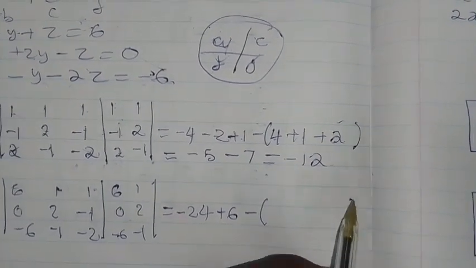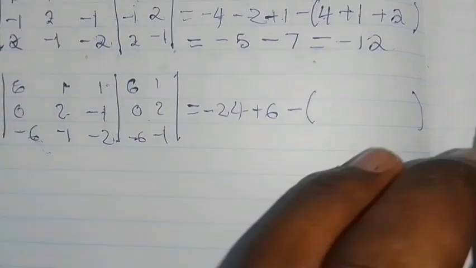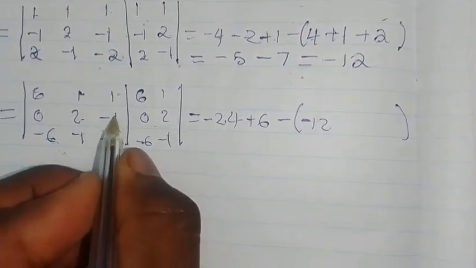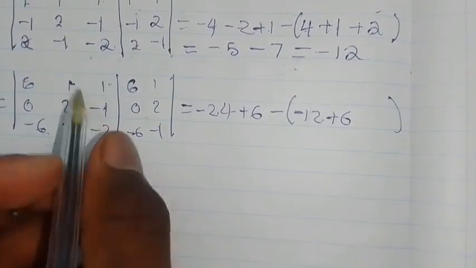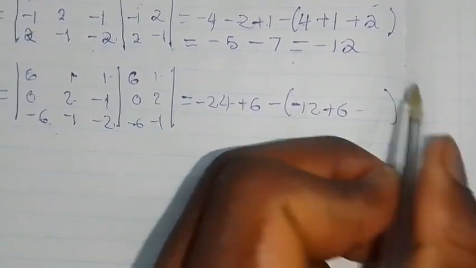and then you subtract, open brackets, minus 6 by 2 by 1, that's going to give you minus 12, and minus 1 by 6, that's going to give you positive 6. Then minus 2 by 0 by this one, which is simply going to give you 0. So that's all you have.